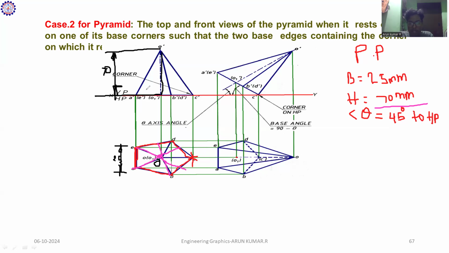After that, you join all the corners: A dash joins with O dash, C dash joins with O dash, B dash joins with O dash, and similarly the center point also. So you get the front view of the given solid. This is the first step, and this is my second step. The third step we will continue in the next class.